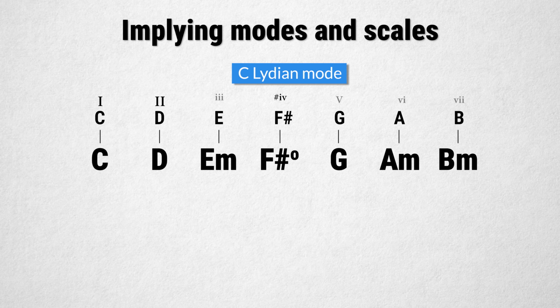Now we have 2 choices for the Lydian mode. If we look at the chords in the C Lydian mode, which is a major scale with an augmented 4th degree by the way, then we could use the C major and D major triad. Now the D major triad contains the characteristic augmented 4th degree F sharp.